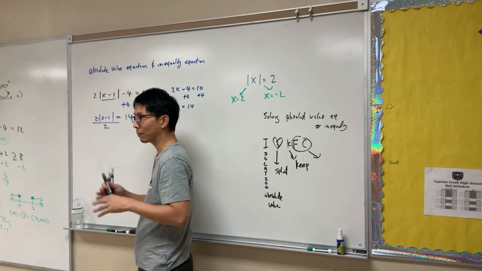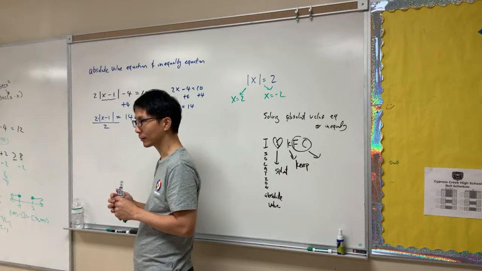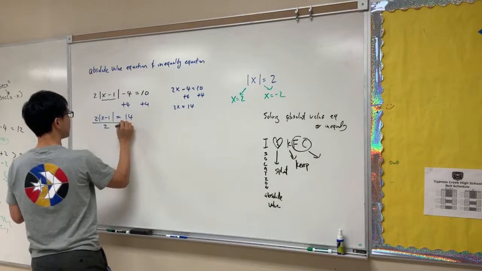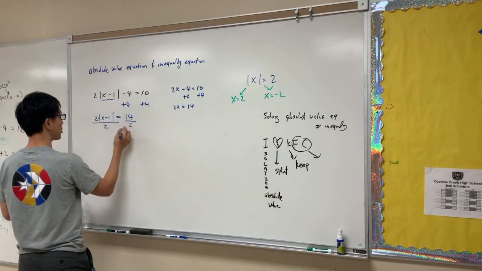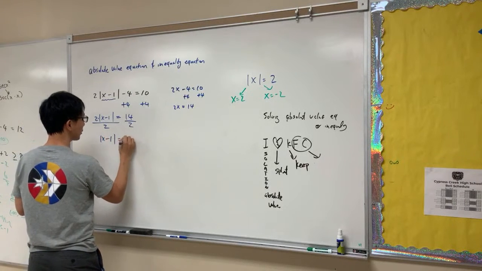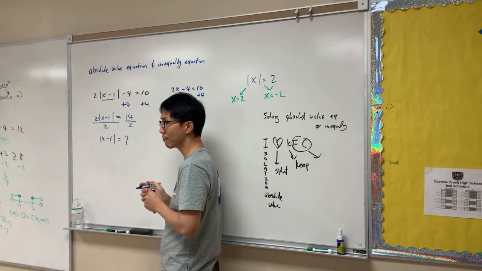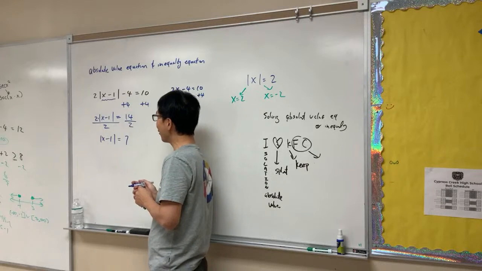You're going to keep everything in its own space. Do not touch it. Okay, copy. So this 2 is going to cancel, divided by 2. So it's going to be the absolute value of x minus 1 is equal to 7. Am I going too fast? No. Okay. So now you've isolated it.